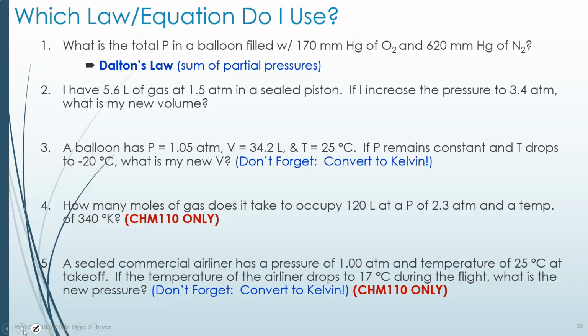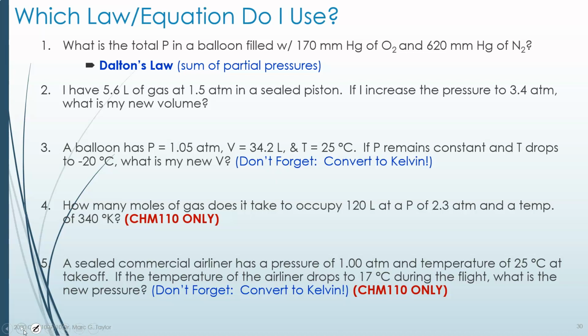Number 2, I have 5.6 liters of gas, okay, that's a volume, at 1.5 atmospheres, or that's a pressure, in a sealed piston. What does sealed piston tell you? Well, sealed tells you that the number of gas particles, either as total particles or moles of particles, is constant. Nothing's going in, nothing's coming out. And then the question says, if I increase the pressure, all right, so now you know it's a 2-condition problem because you're changing something. If I increase the pressure to 3.4 atmospheres, what is my new volume?